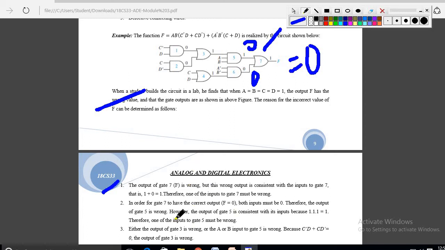Okay, so in the next step we have to check either the output of gate 3 is wrong or the A or B input to gate 5 is wrong. Two possible cases, no? If this is not 1, here it is 0, so in this case either the output of gate 3 is wrong or these two inputs are wrong.